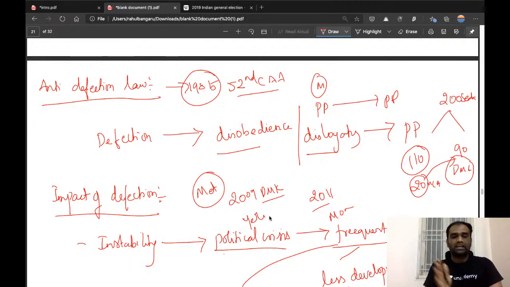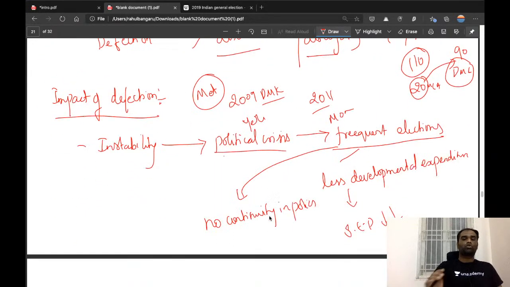Whatever decision is taken by DMK will be immediately reversed by ADMK. So it will be total chaos in the state of Tamil Nadu. We will not focus on any developmental expenditure or developmental activities. We will be focusing on undoing whatever the previous government did. So these frequent elections will create a situation where there will be no continuity in policies, and no developmental expenditure or developmental projects will be undertaken.